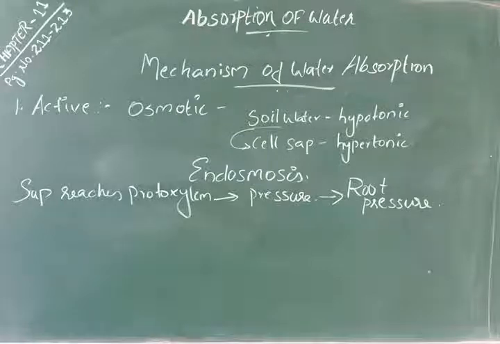So these are the osmotic theory. What does osmotic theory say? Osmotic theory says that the cell wall imbibes the water from the soil through the process of osmosis. We know what is osmosis. Then the soil water is hypotonic in nature, whereas cell sap is hypertonic in nature. So usually endosmosis takes place. As a result of endosmosis, water enters from the soil to the cell sap.